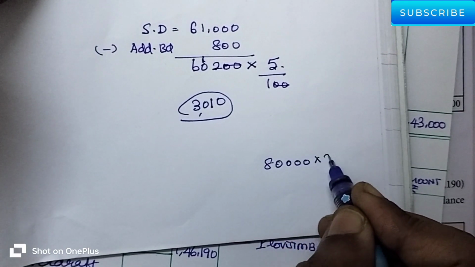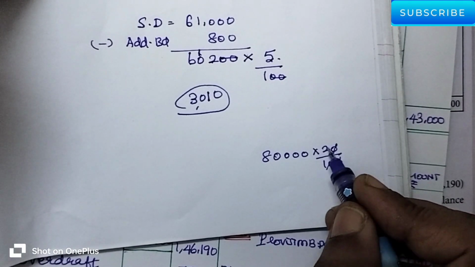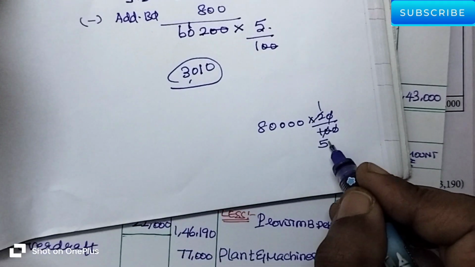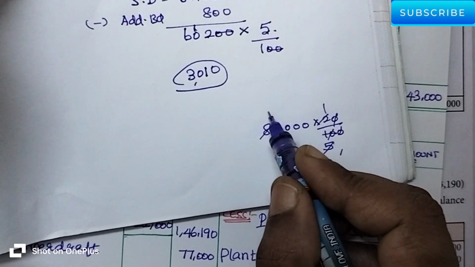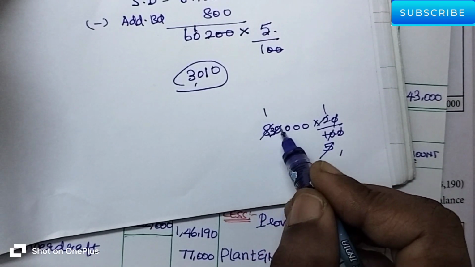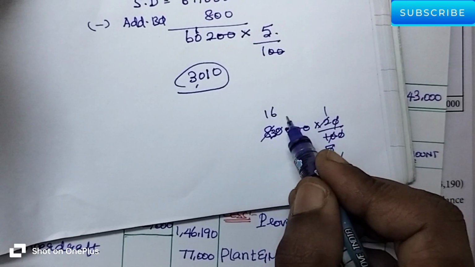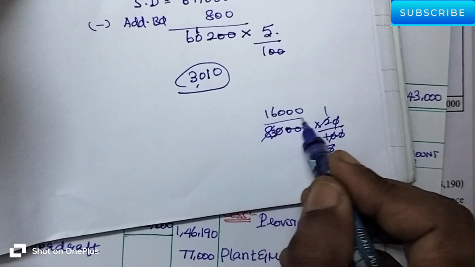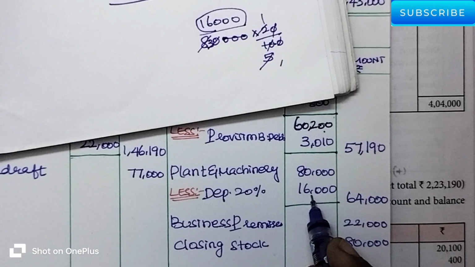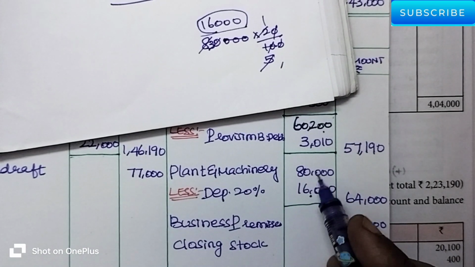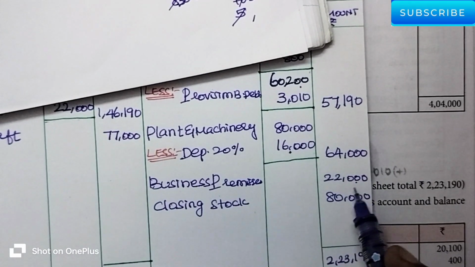So for 80,000 we have to find out 20%. 1 2s are 2, 5 2s are 10, 1 5 is 5. Here remaining 3, 6 5s are 30. So 16,000. 20% depreciation is rupees 16,000. We have to subtract this from plant and machinery. We will get 64,000, and business premises is an asset entered here.